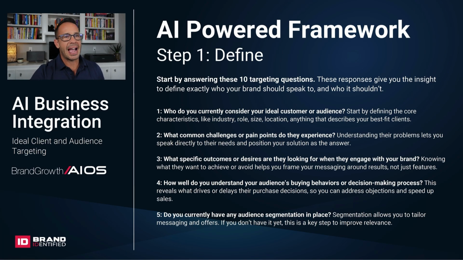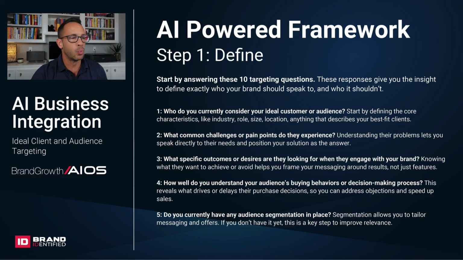First off is the AI-powered framework. Step 1 here is to define. You're going to start by answering these 10 questions. These responses give you the insight to define exactly who your brand should speak to and who it shouldn't. So question number 1 is, who do you currently consider your ideal customer or audience? Start by defining the core characteristics like industry, role, size, location, and anything that describes your best fit clients.